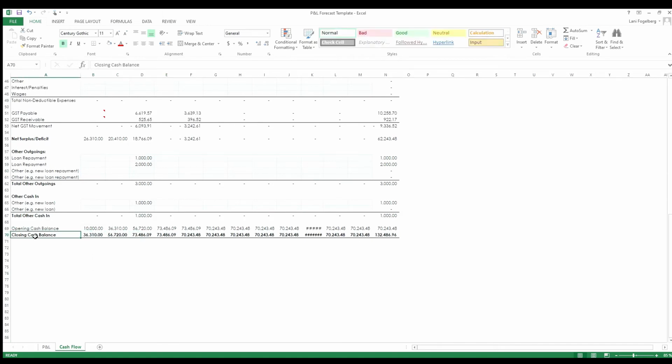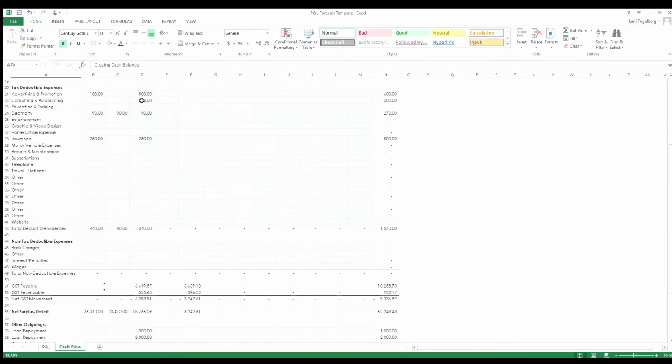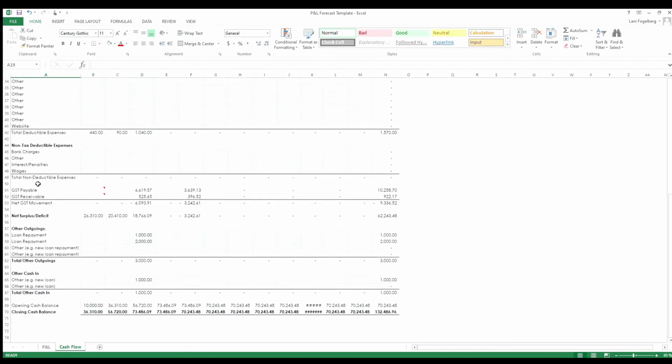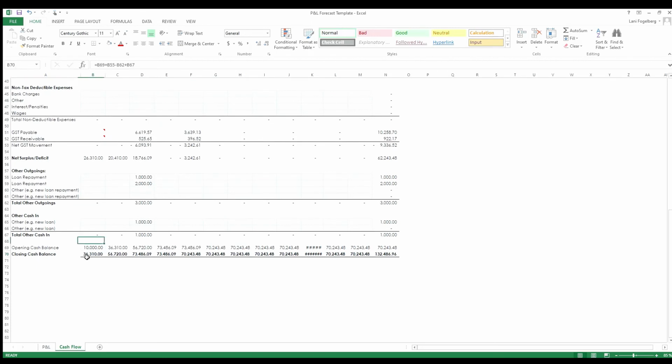Obviously, the figures I've used here are completely made up and are absolutely not reflective of a business. As you can see, a 93% gross profit margin, which would be almost impossible to achieve. But the main point is it's going to give you some predictability around what your bank balance is going to be at the end of the month.